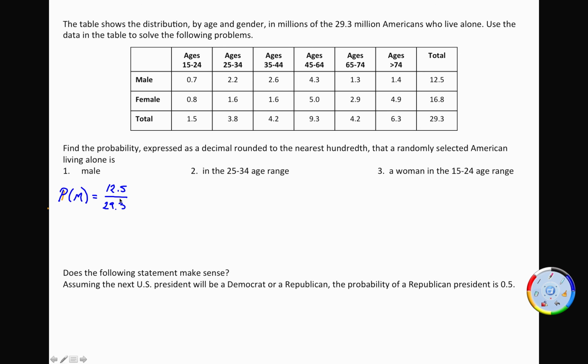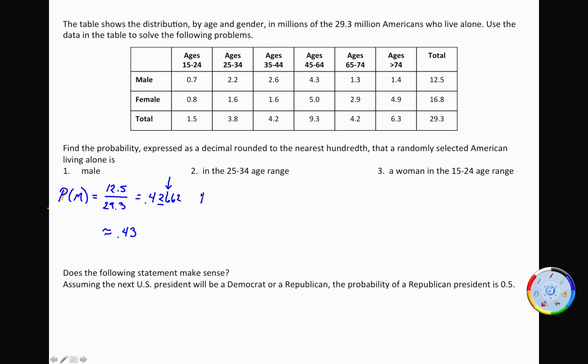Remember, we don't mix fractions and decimals, so I'm just going to plug that in my calculator as 12.5 divided by 29.3 to get 0.42666211..., but it tells me to round to the nearest hundredth, so the probability is approximately 0.43, or about 43% of Americans that live alone are males.